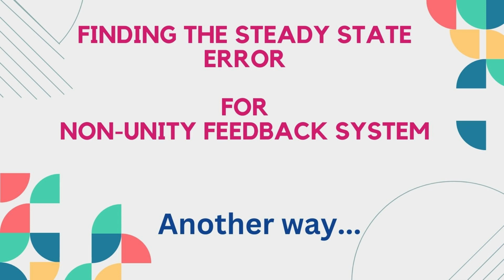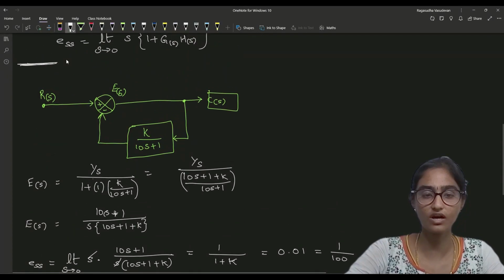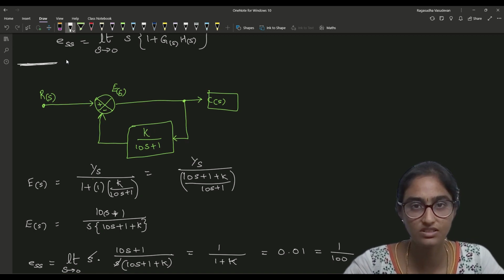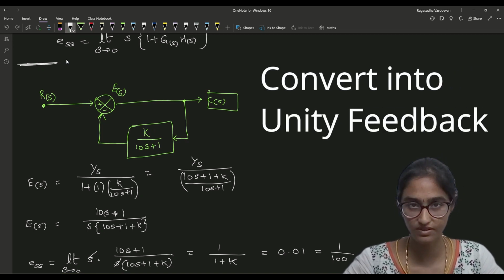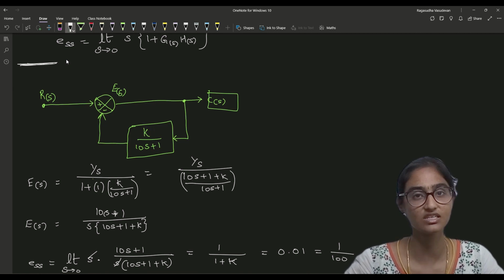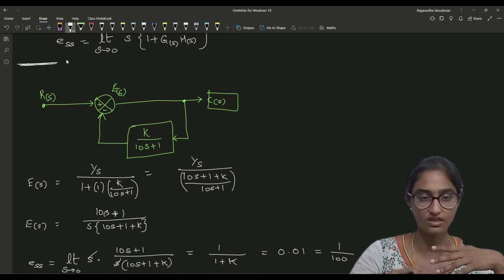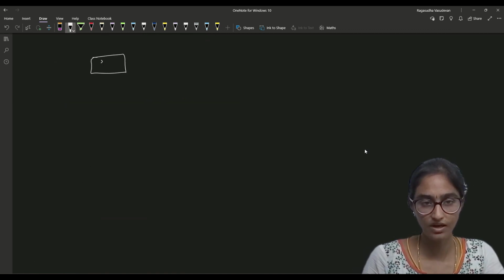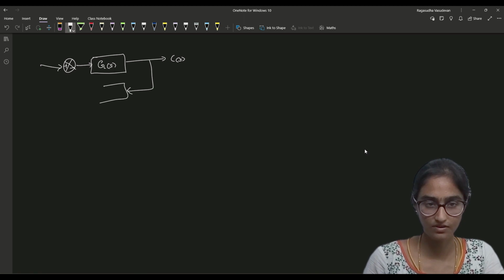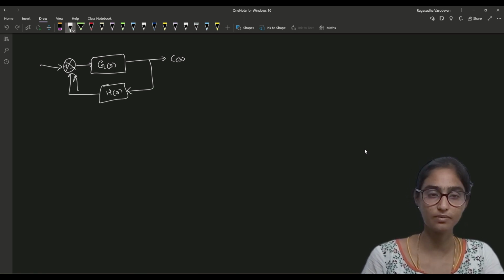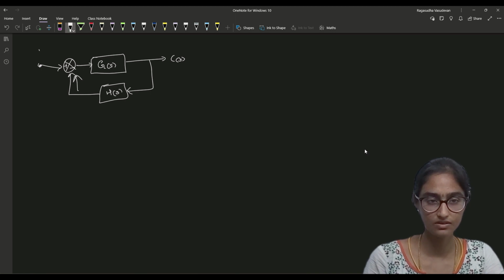There is also another way to solve this problem. Whenever you have a non-unity feedback system, you can convert that into a unity feedback system and then find out the steady state error. That's also an easier method, provided you are thorough about the block diagram reduction technique. So consider you have an open loop transfer function G(s), and this is, let's say, a negative feedback system, with H(s) in the feedback, subtracted from R(s).